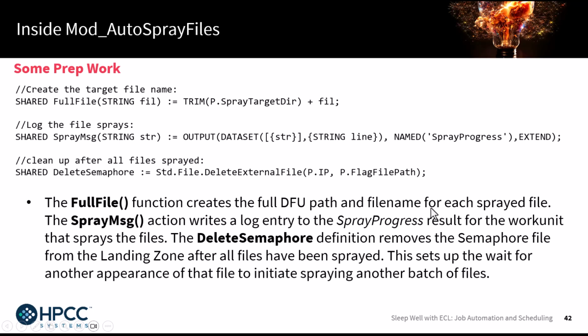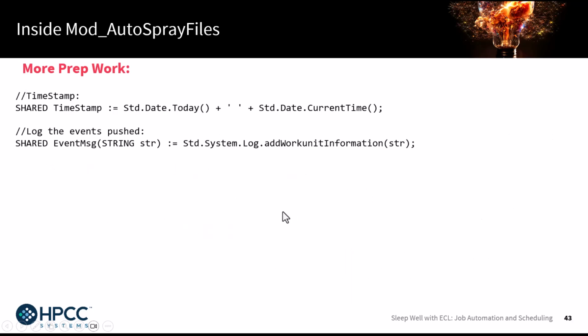Some more prep work. We have the full file function that creates the full DFU path and file name for each sprayed file. We have a spray message action that writes a log entry to the spray progress result for the work unit that sprays the file. And the delete semaphore definition removes the semaphore file from the landing zone after all files have been sprayed. So it looks for an event once all the files have been sprayed and says spray complete. Then we delete that semaphore file that sets up the wait for another appearance of that file to initiate spraying another batch of files.